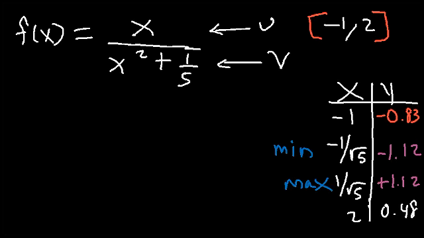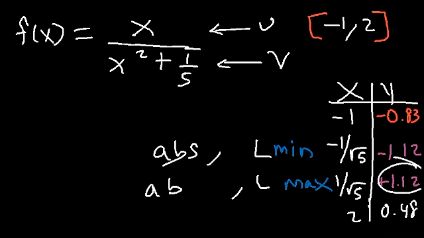Now let's analyze what we have. So the lowest y value is negative 1.12. So therefore, not only is this the local minimum, but it's also the absolute minimum as well. Now the highest y value is 1.12. So in addition to being the local maximum, it's also the absolute maximum.